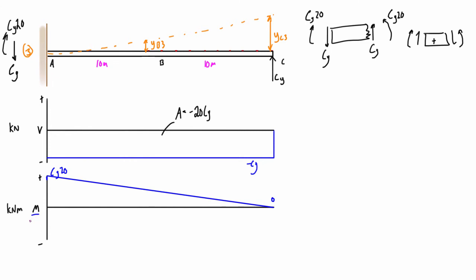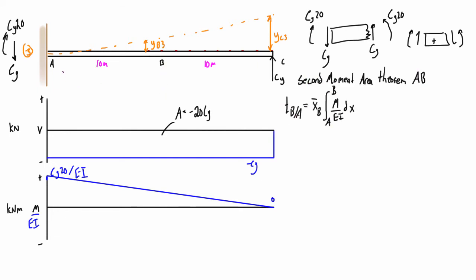All right, so that comes down to 0. Then again, we convert this to the M over EI diagram. So we get CY 20 over EI, like that. And then the first thing that we want to do is to find the deflection at point B. We want to take the second moment area theorem from A to B. The same thing applies because this is a rigid connection, so this tangent is going to be horizontal at A, and the tangential deviation between those is equal to the term we're looking for, which is YB3. All right, this guy right here.